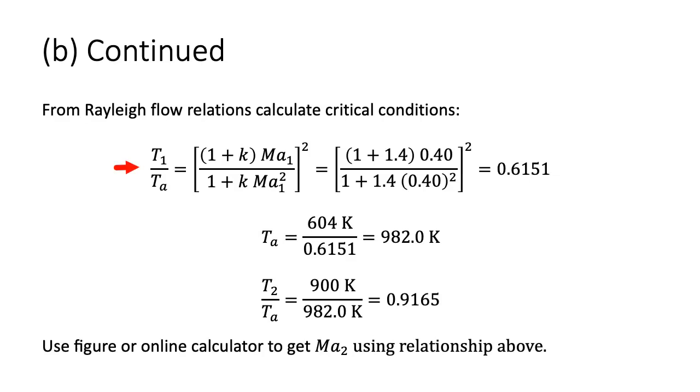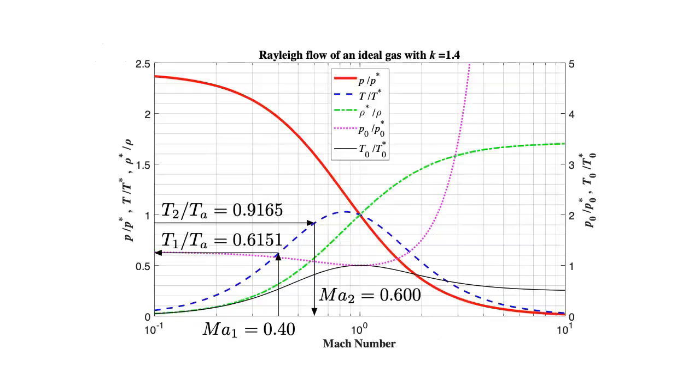But once again, there is no closed form solution, so we must use either a figure or an online calculator. We will use a figure for Rayleigh flow for an ideal gas with specific heats ratio of 1.4. Begin by noting from the legend, the static to critical temperature ratio is indicated by a dashed blue line and is plotted using the y-axis on the left. Also, note that we could have used this figure instead of doing the first calculation from the previous slide.